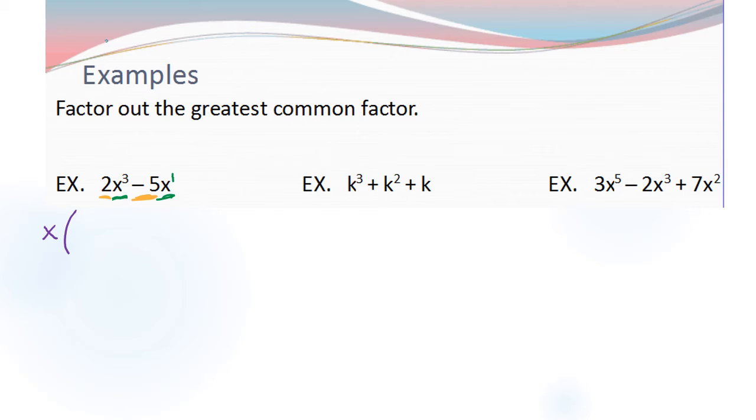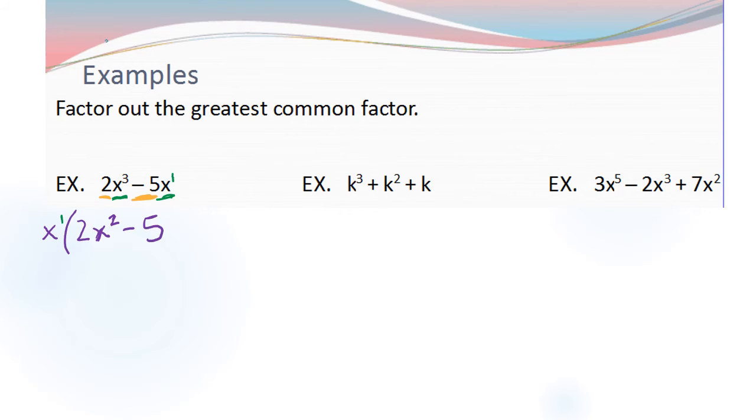So now, remember, if we go through and divide everything by x to the first, it's understood to be to the first power, you are subtracting exponents. So the 2 on 2x to the third is not affected. X to the third divided by x to the first is x squared.